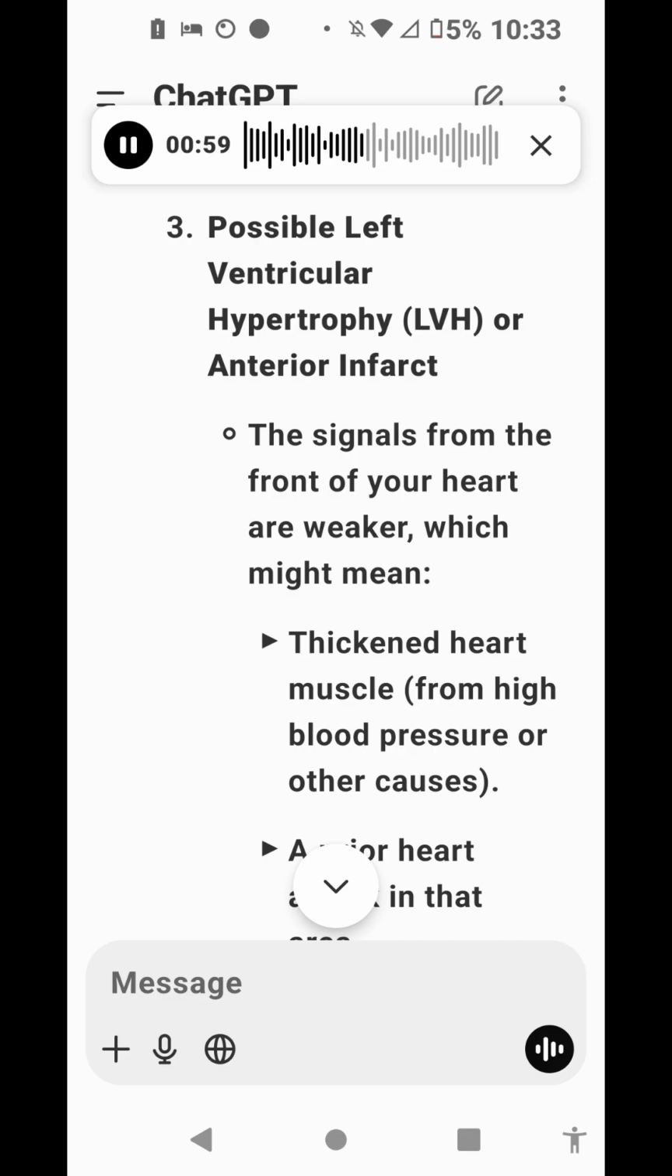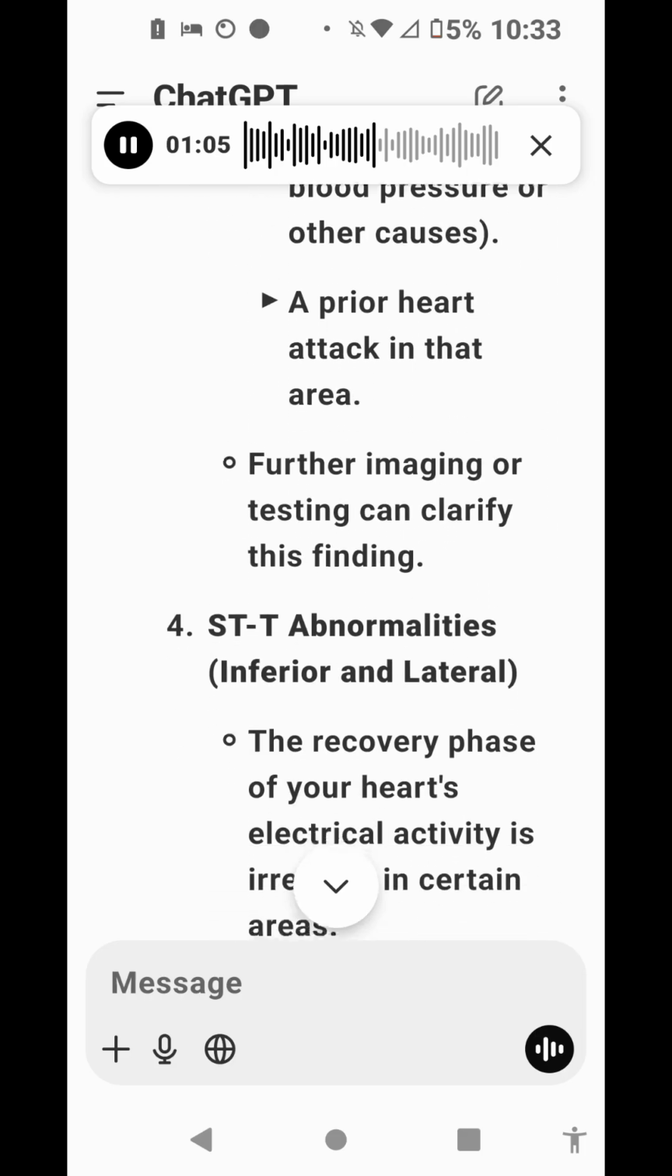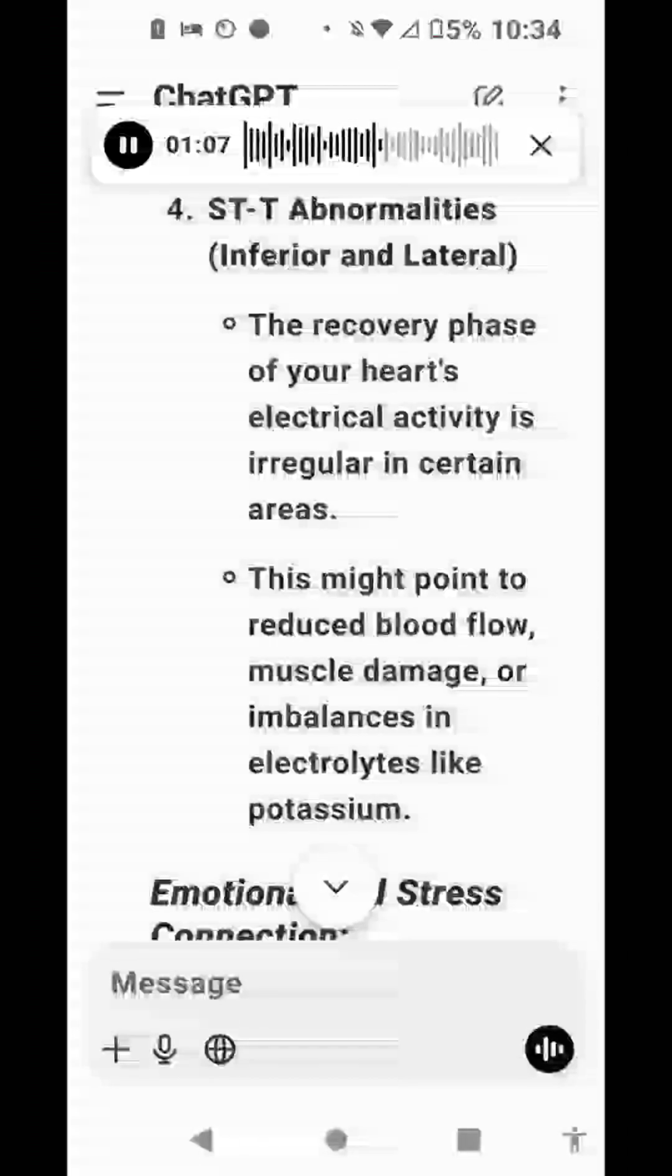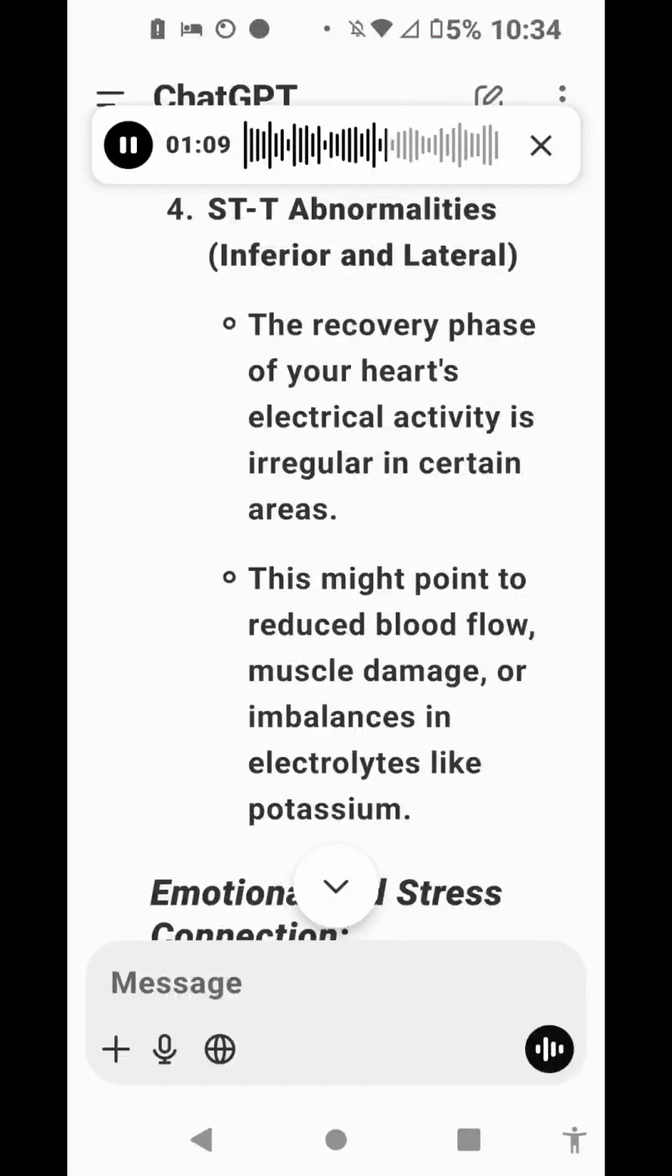4. STT abnormalities, inferior and lateral. The recovery phase of your heart's electrical activity is irregular in certain areas. This might point to reduced blood flow, muscle damage, or imbalances in electrolytes like potassium.